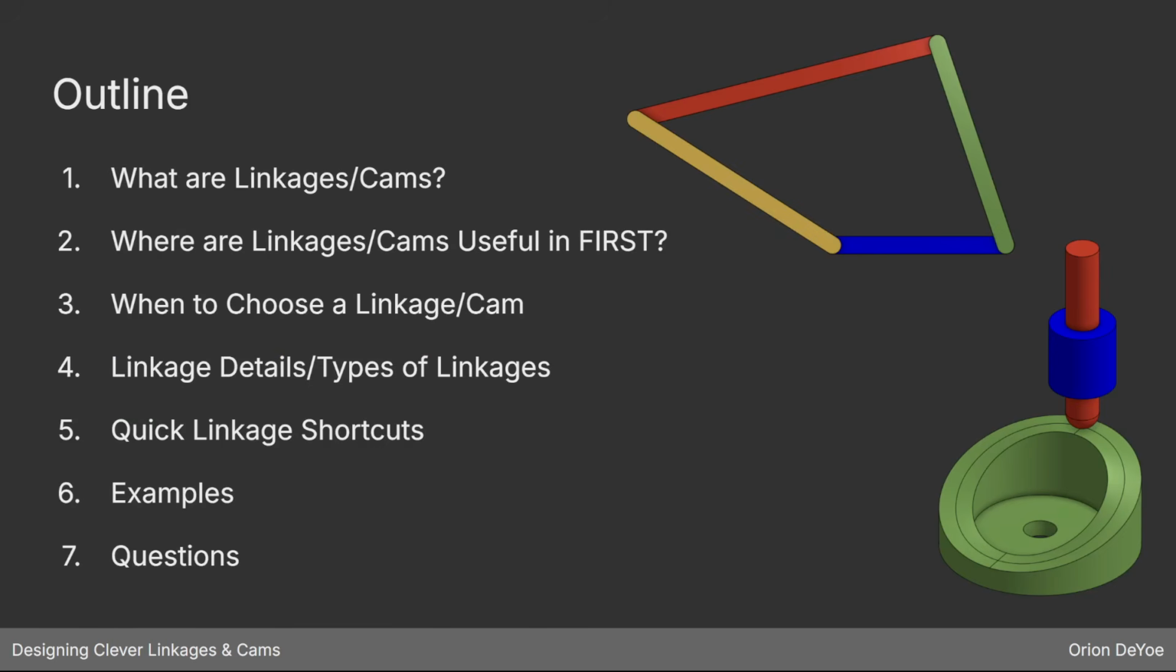A quick outline for the order of events. We're going to talk about what linkages and cams are, really high level basic stuff. We're going to talk about where they can be useful in First competitions. We're going to talk about the reasons when you would choose to use a linkage or a cam as opposed to some other method of transferring power. We'll talk about some more details about different types of linkages that are available. We're going to run through some really quick shortcuts and tricks or other ways of thinking about linkage geometry. And then we'll finish off with some examples from some recent 3005 robots. And we'll have some time for questions at the end.